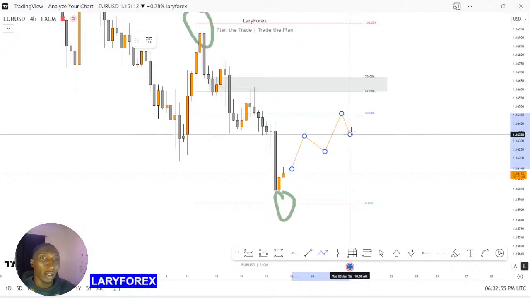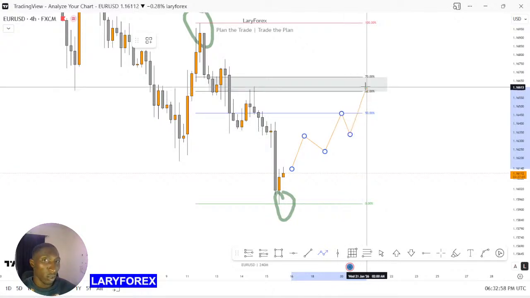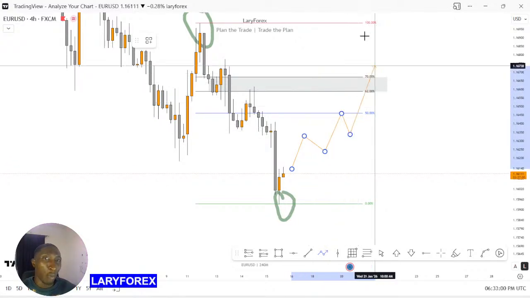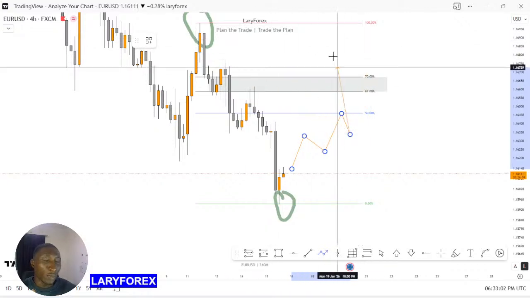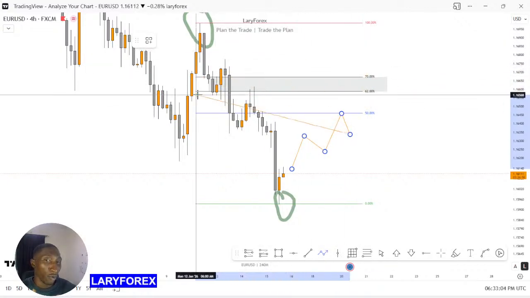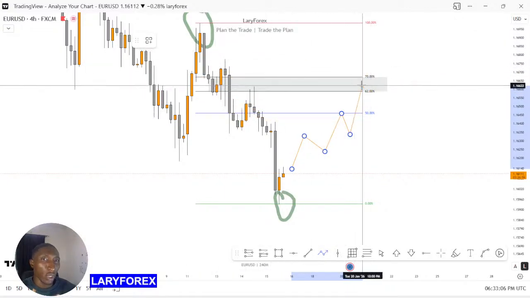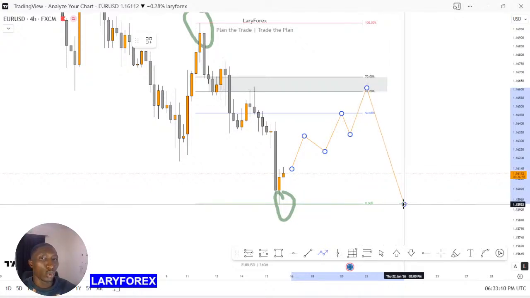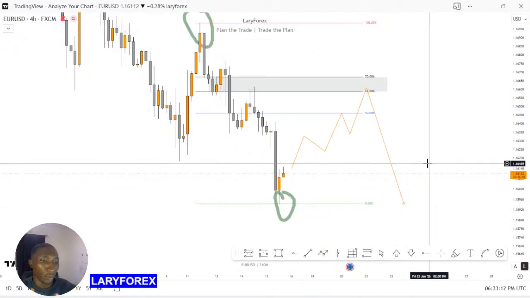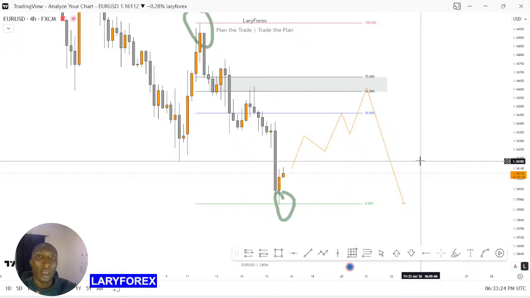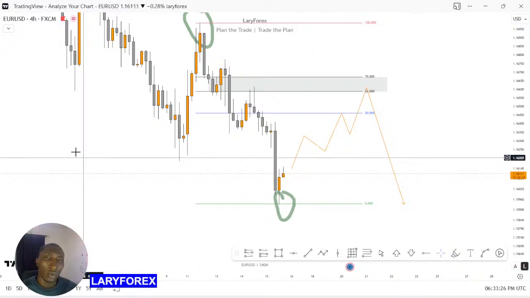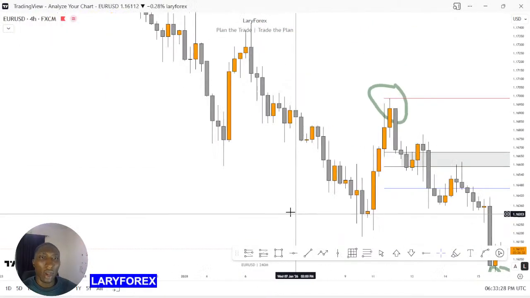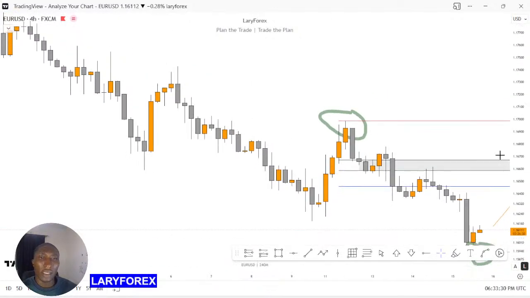We are not interested at the equilibrium. When price bypasses it, anything above here, anything on this premium level is where we want to sell from. Okay. So if price comes inside this level, we'll be looking to sell and target this swing low. Are you following? Target this swing low.